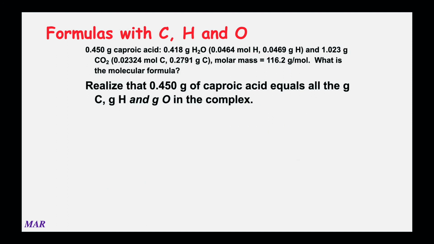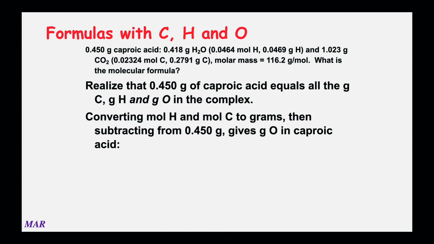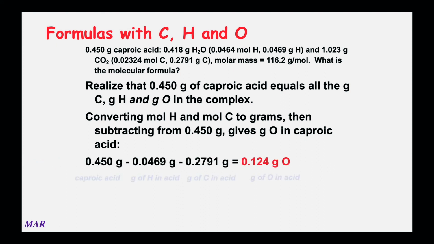Anyway. So 0.450 grams of caproic acid is all of the C, H, and O, and specifically all the grams of carbon, hydrogen, and oxygen in the caproic acid. So if we know that caproic acid has 0.0469 grams of hydrogen and 0.2791 grams of carbon, which we got, by the way, from the CO2 and water converted over, then the difference is going to be grams of oxygen. So you can see what we did here: 0.450 grams, the grams of everything, minus grams of hydrogen, minus grams of carbon, gives 0.124 grams of oxygen. And that, my friends, is the grams of oxygen in the caproic acid.